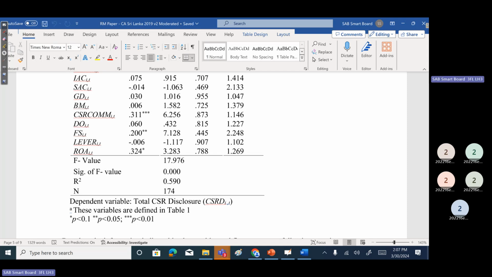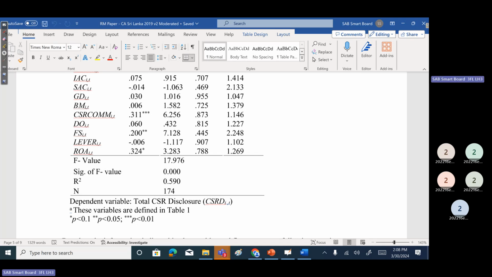Last week I explained to you and even gave you a note on what R squared is. It's the explanatory power of all the independent and control variables. It's 0.59. Is it good? Reasonable. It has to be expressed as a percentage. What it means is that the variation of the CSR disclosure is explained by 59% by the selected independent and control variables.